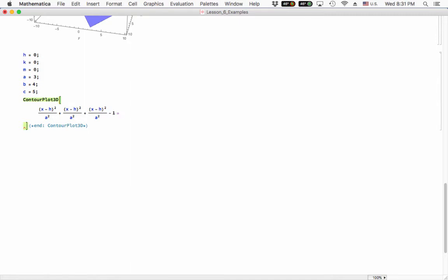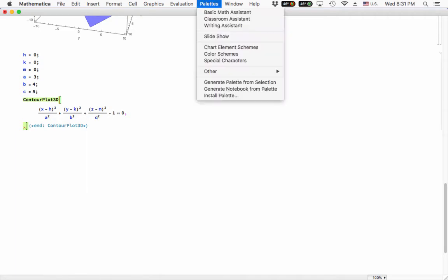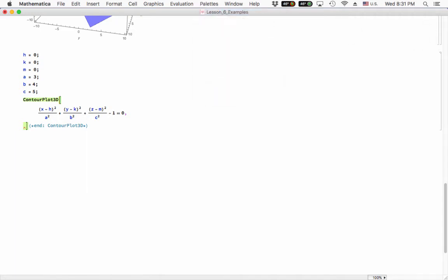We'll subtract 1 and set it double equal to 0, comma. Here this would be y minus k divided by b squared, and this is z minus m divided by c squared. For those of you that are not familiar with how I got that writing, you can always use the basic math assistant to do this.